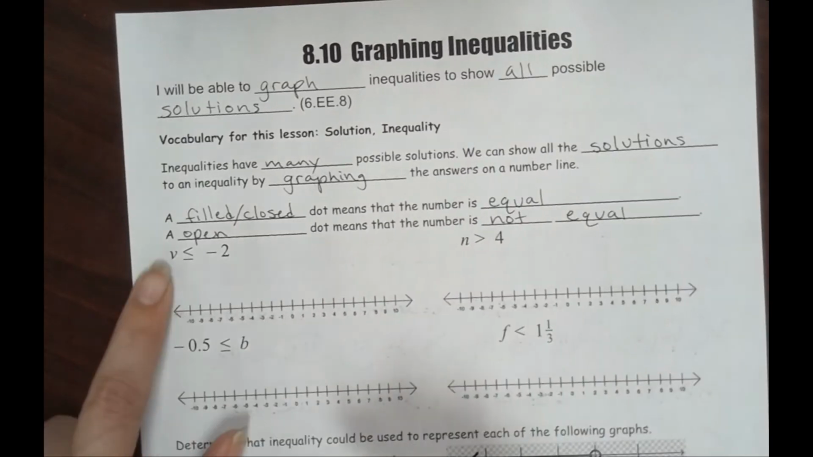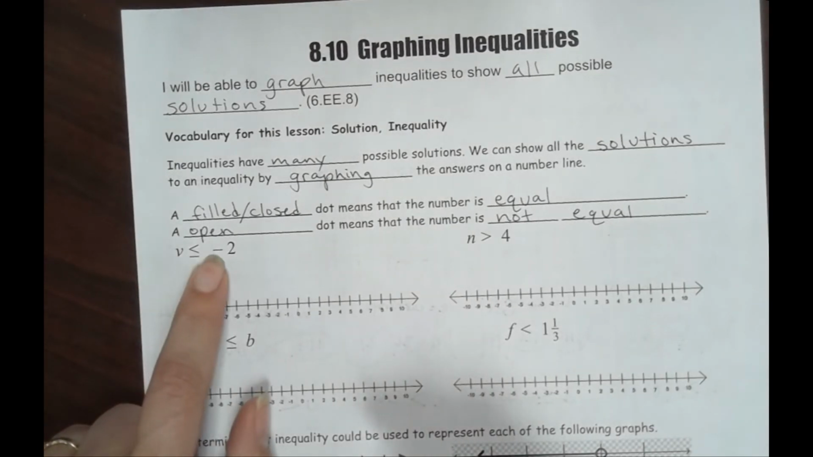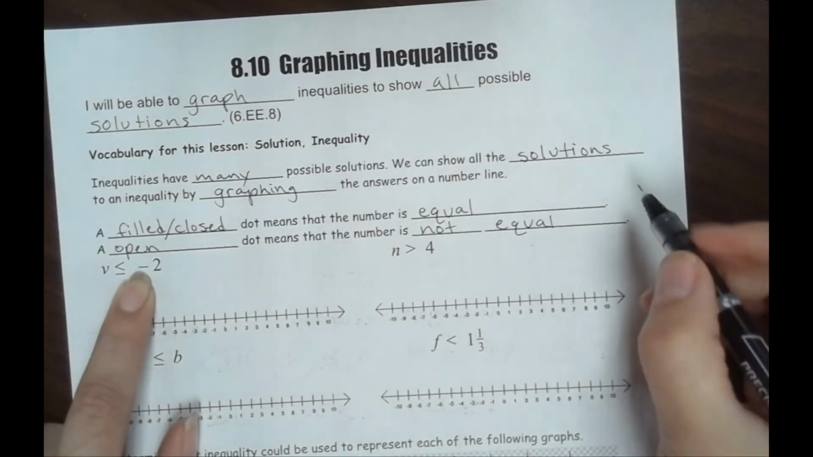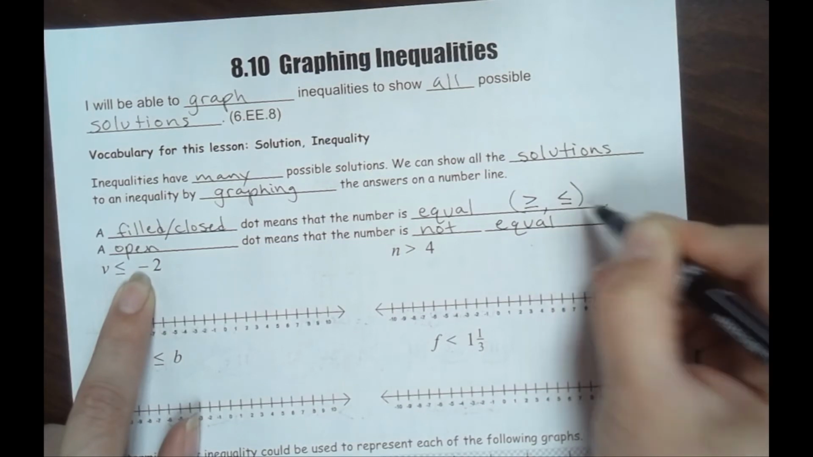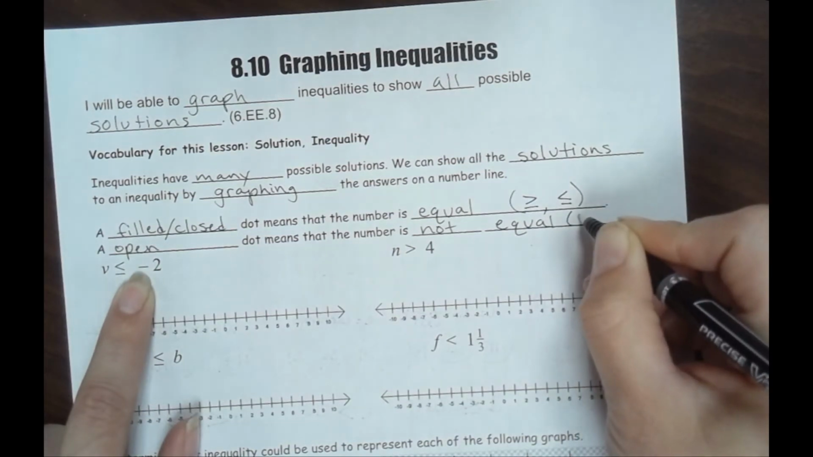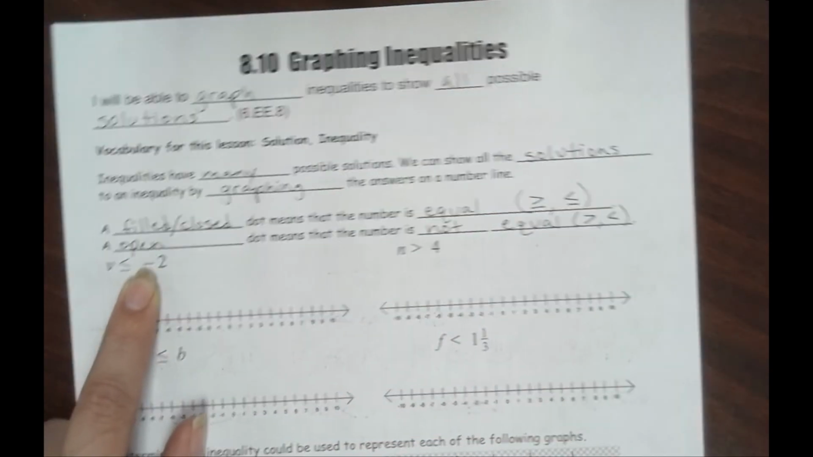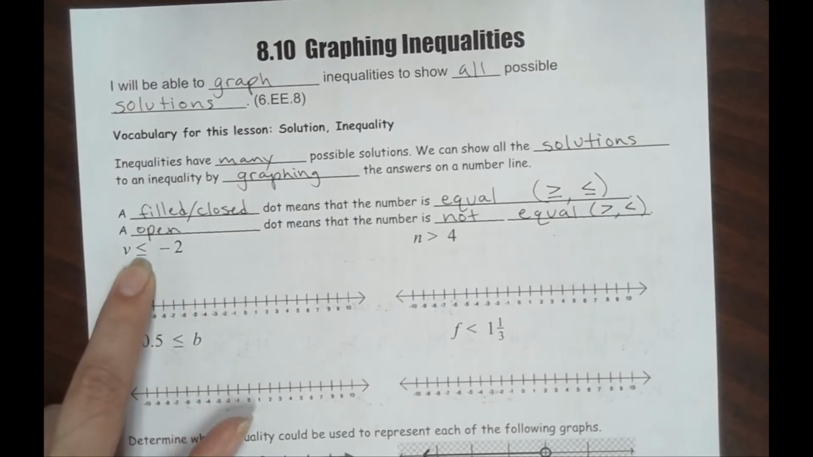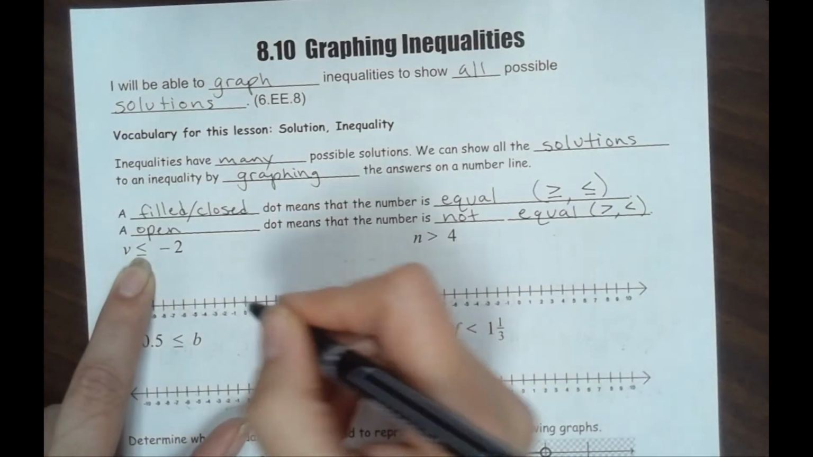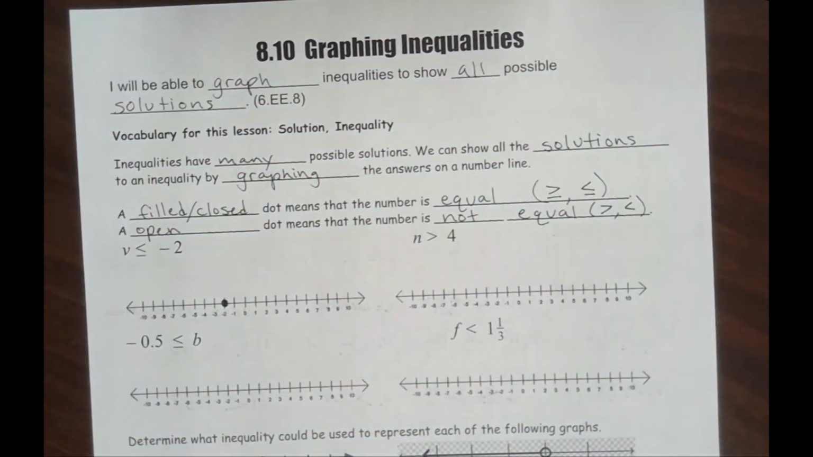So looking at this, we know that v is less than or equal to -2. So if it can be equal, that's going to be this sign or this sign, because these can be equal. Open dot is going to be this sign or this sign, because they aren't equal. Simple enough? So I'm going to find -2 on the number line, but because it can be equal, I'm going to put a fill dot. So right on -2, make a dot, but you're going to fill it in. I am saying you are included. I want you. So I want -2.